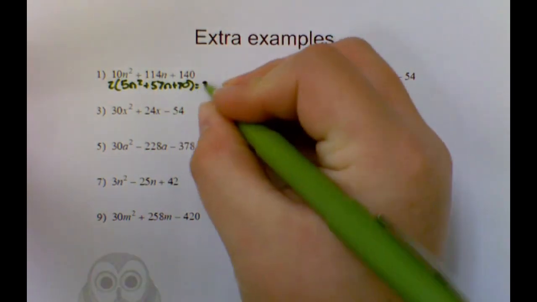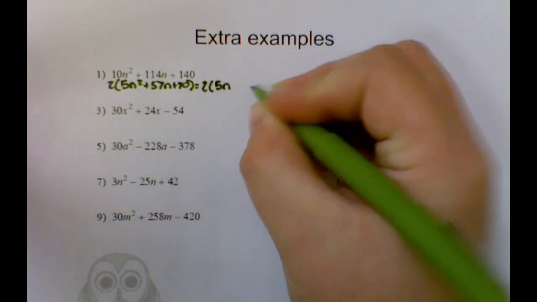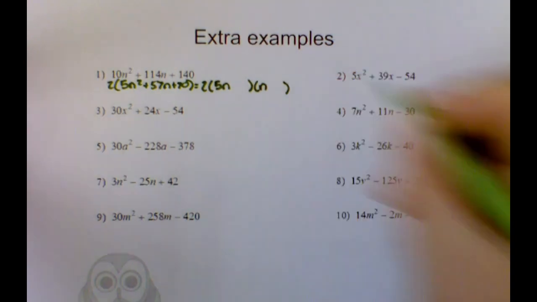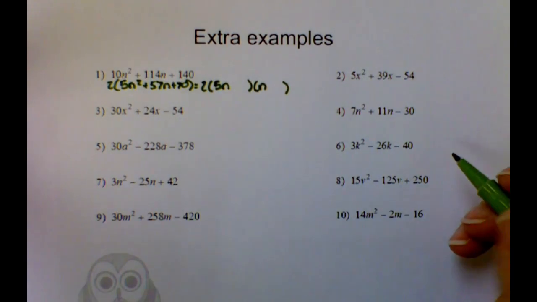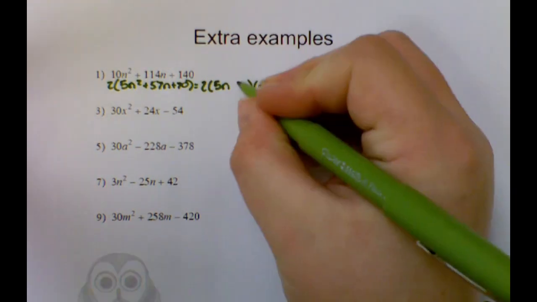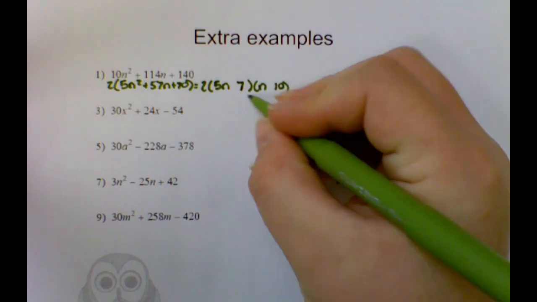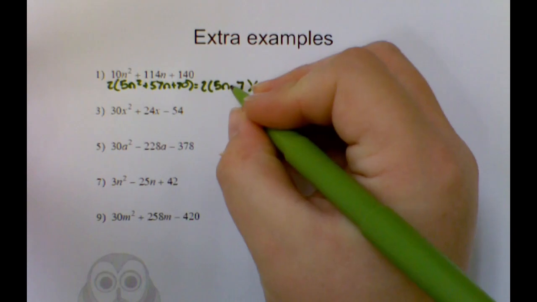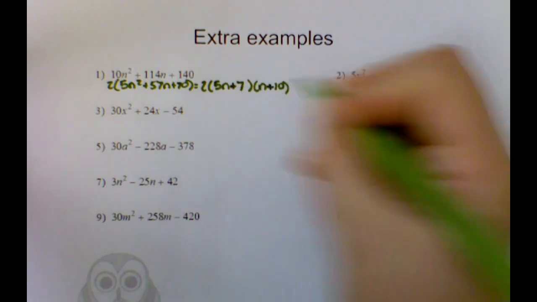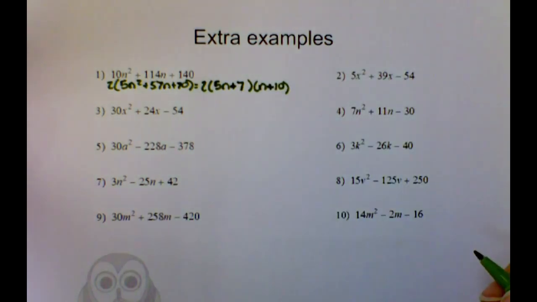Well, now I know I can break apart 5n squared into 5n and n. I need two numbers that multiply to 70. My brain goes straight to 7 and 10. If I check the inside, I get 7n. The outside, I get 50n. Add those together, so they're both positives, to make 57n in the middle.